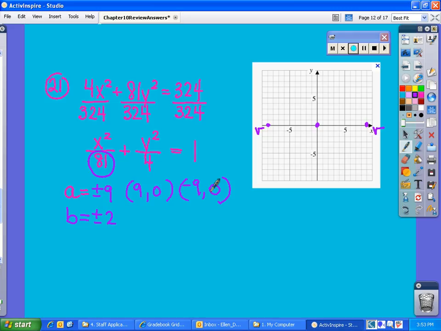We can find our covertices by using the b value and going in the y direction 2 units. We can label those C because those are our covertices. Now notice that the b values should be in the y coordinates. So we have 0, 2 and 0, negative 2. If we want, we can now sketch in our ellipse.